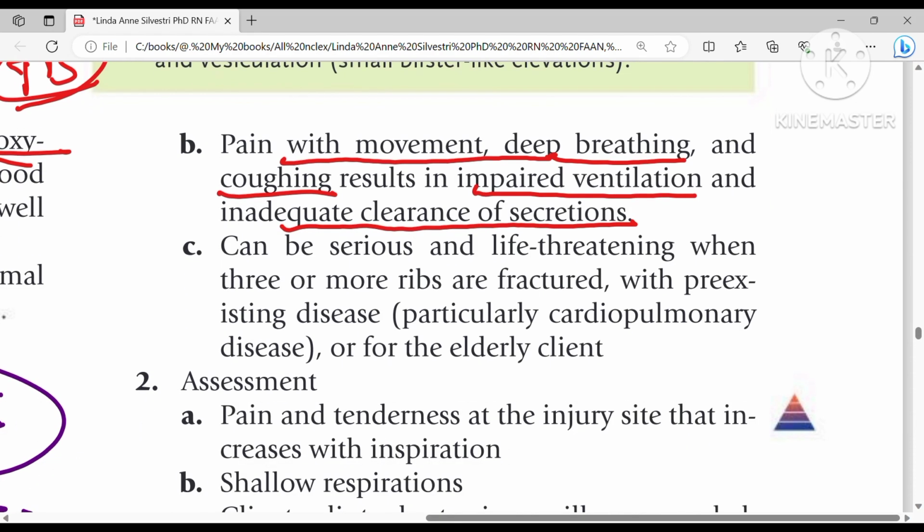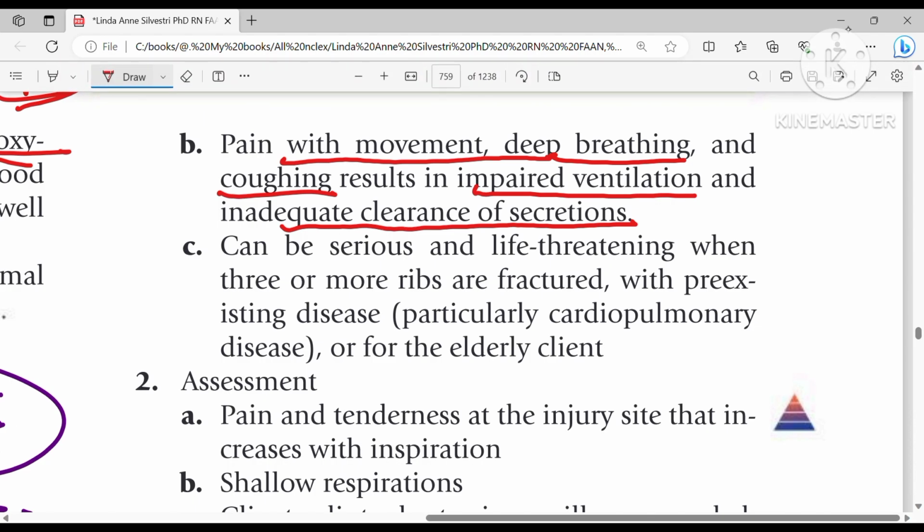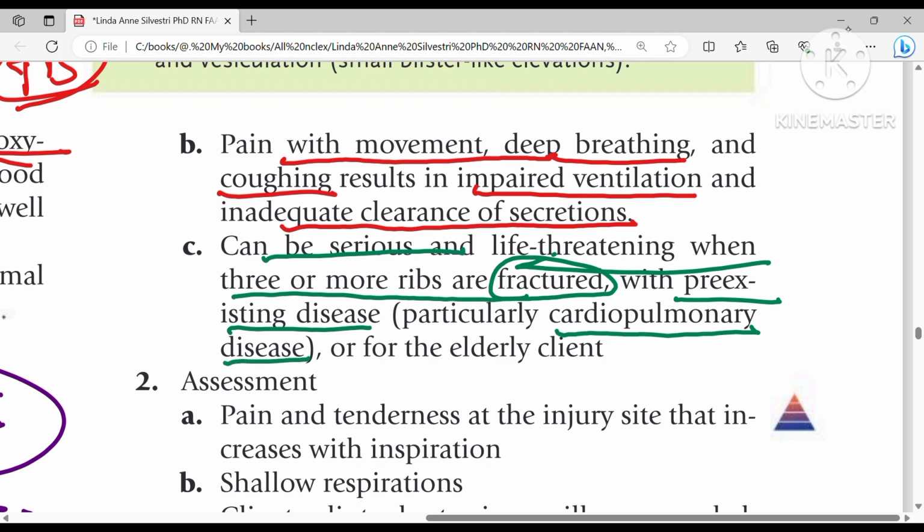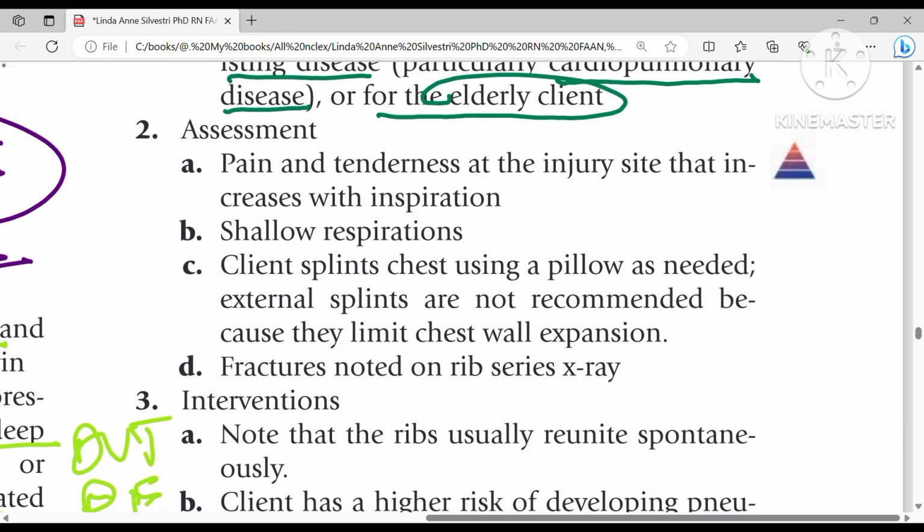Okay, this can be serious. It is a very serious, life-threatening condition when three or more ribs are fractured, particularly with pre-existing disease like cardiopulmonary disease, or in an elderly client. So it can be very serious if the patient is suffering from any cardiopulmonary disease or is elderly. Any pre-existing disease makes rib fracture a very serious condition.